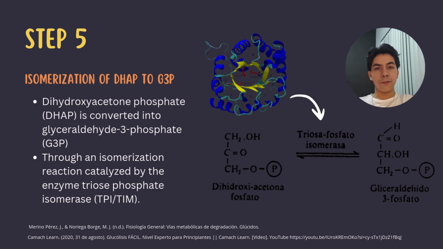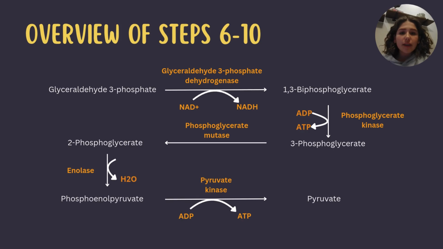Throughout the first 5 steps, ATP is consumed as it acts as the donor of phosphates in both phosphorylation reactions, increasing the free energy of each intermediate metabolite. Now, here's an overview of steps 6 through 10. These steps will be talked about in the next slides by members of Team 5.